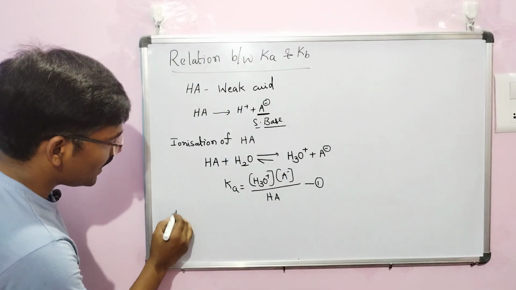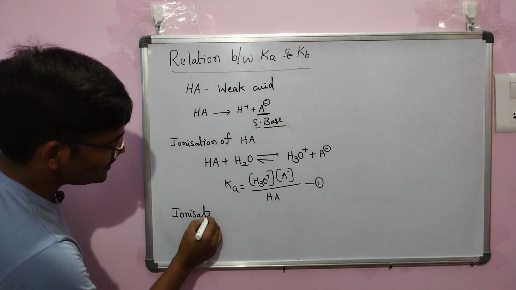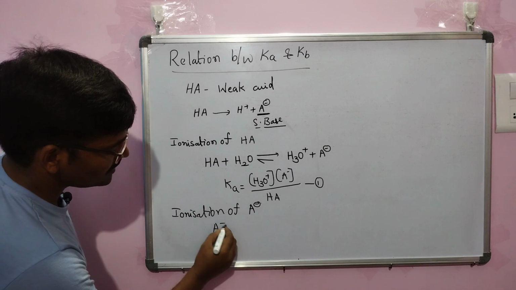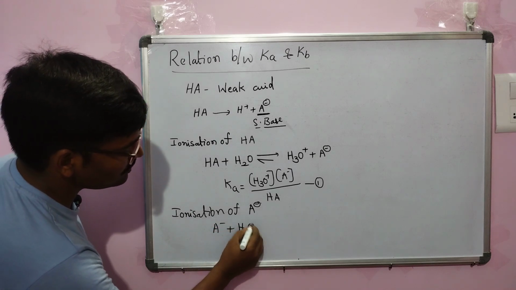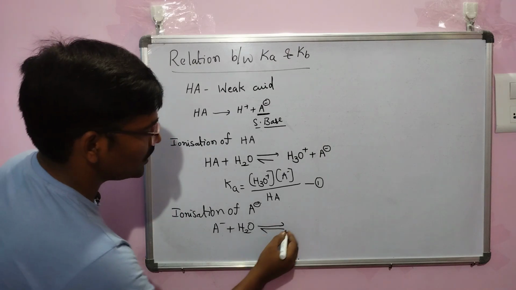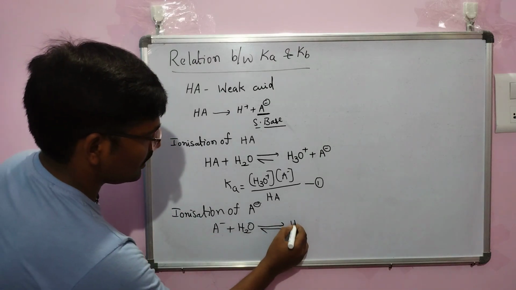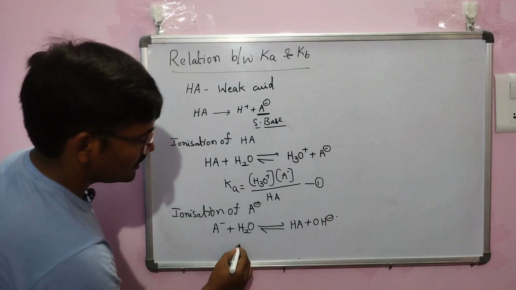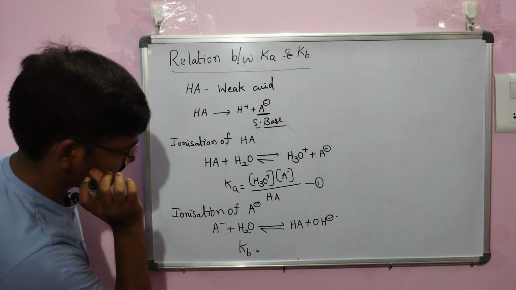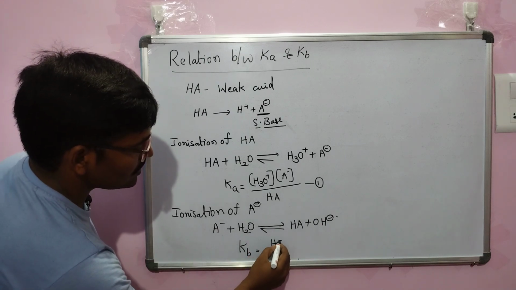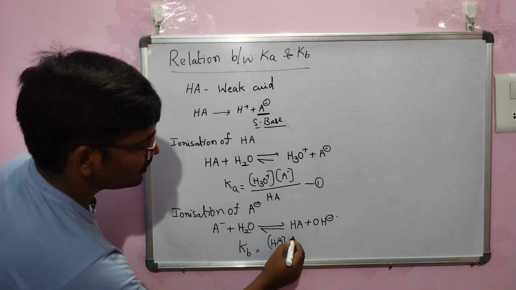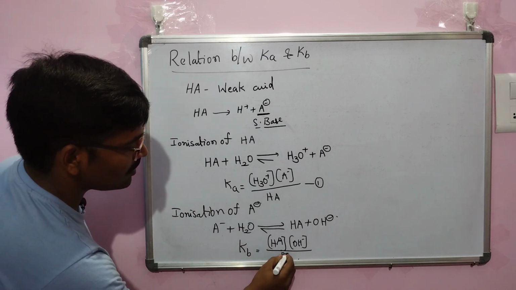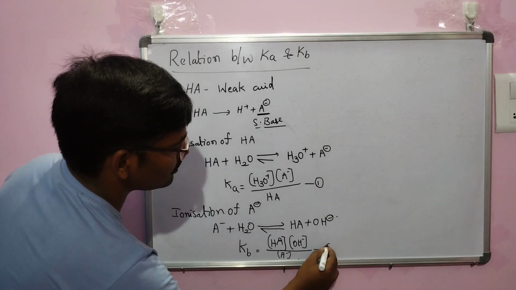In the same way, the ionization of the base, that is A minus. By the addition of water, how does it dissociate? HA plus OH minus will be formed. If you want to write Kb for this equation, it is HA concentration into OH minus ion concentration divided by A minus ion concentration. This is equation number 2.